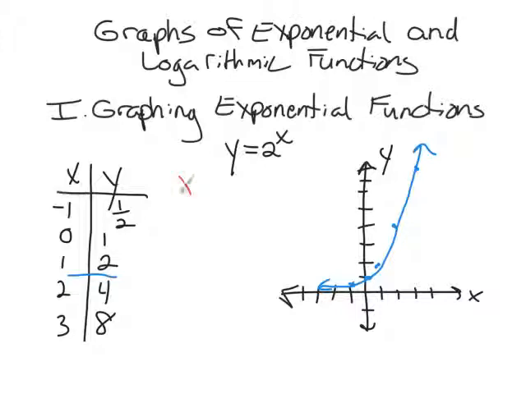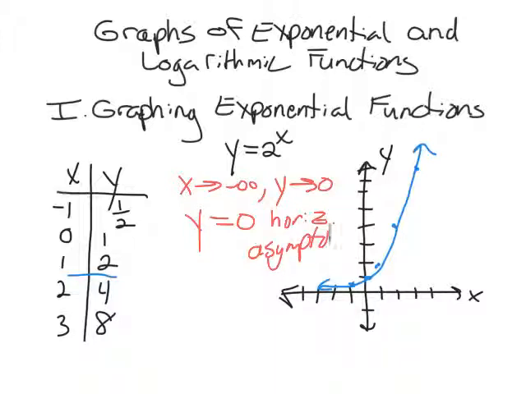So as x approaches negative infinity, my y values are approaching 0, but they never get there. That's actually a horizontal asymptote at y is equal to 0. So we call that a horizontal asymptote. Every exponential function has a horizontal asymptote. And then the other property of an exponential function is they cross the y-axis at 0, 1. When I don't have any translations going on here or dilations, they cross at 0, 1.